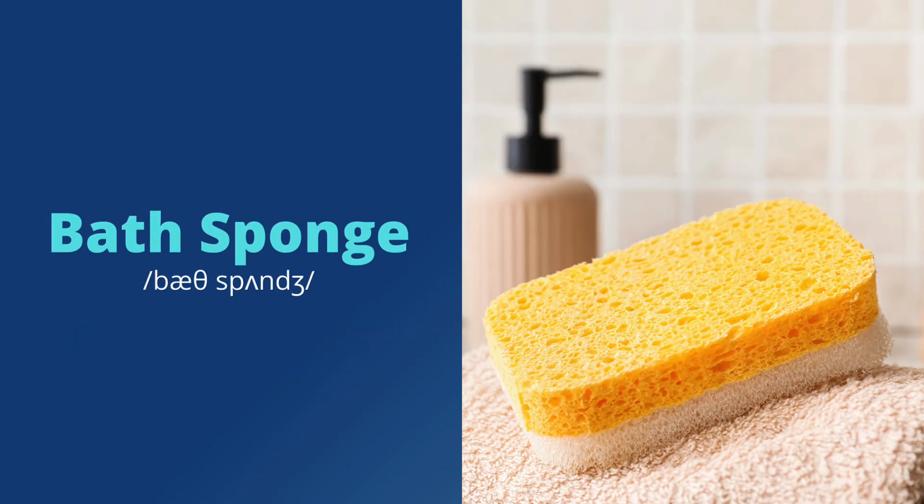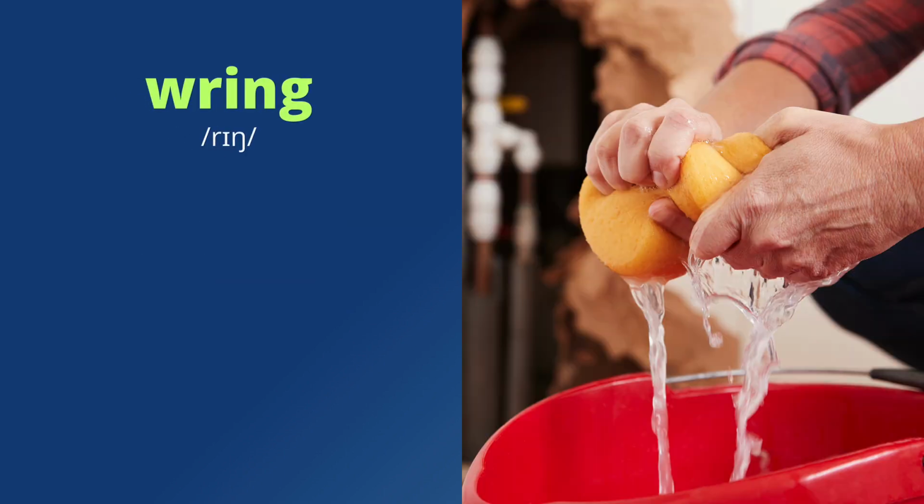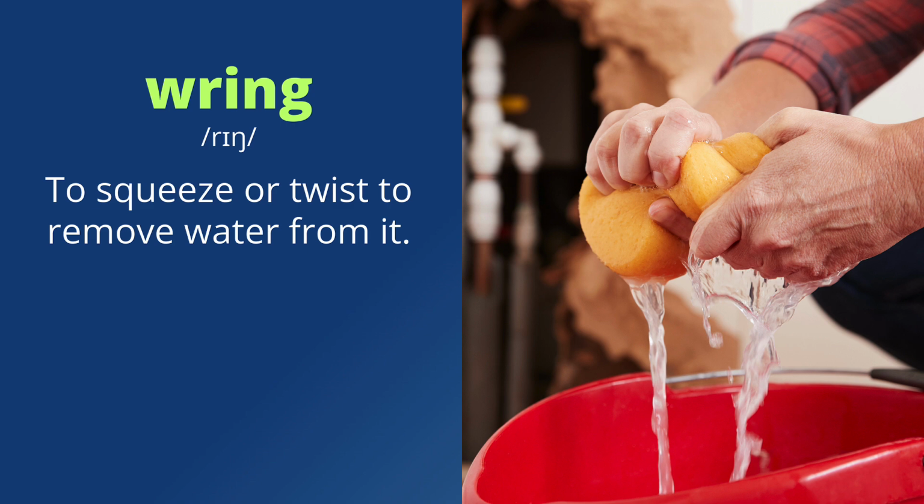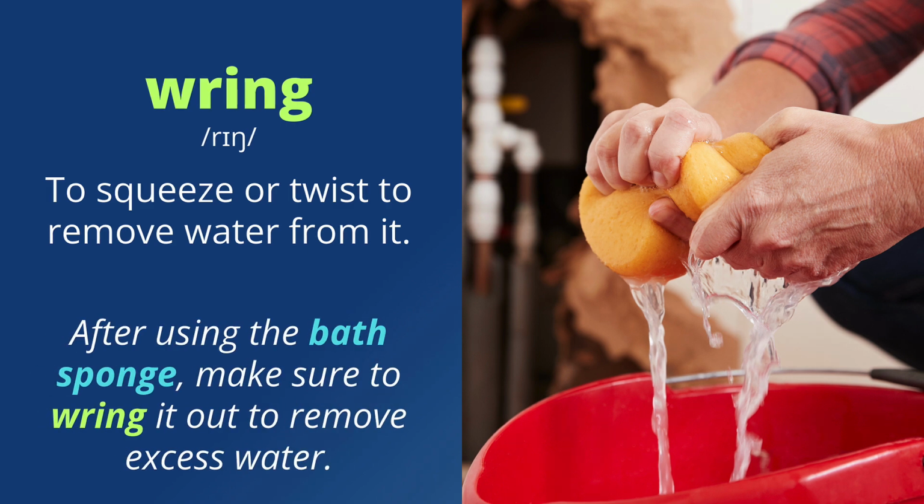Bath sponge. Wring. To squeeze or twist to remove water from it. After using the bath sponge, make sure to wring it out to remove excess water.